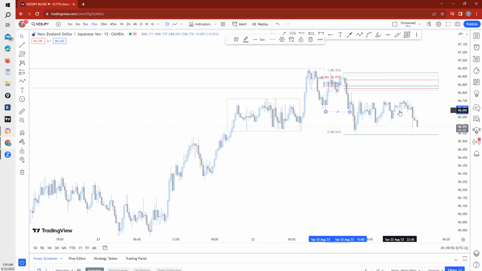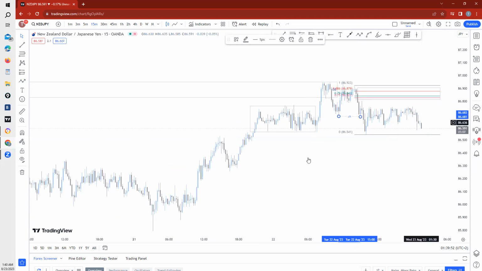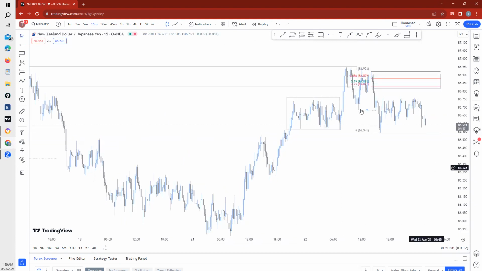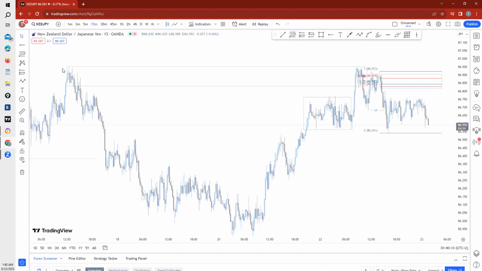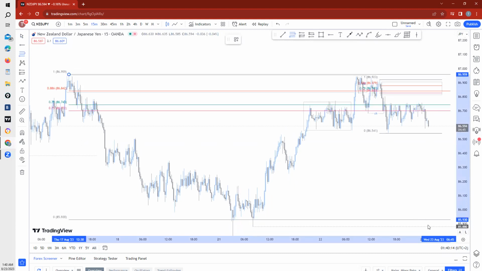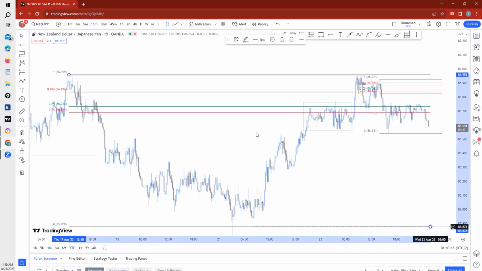So yeah, that's what I was expecting. But I'm already in this trade. I think I took myself in around this level, based on the key levels. I thought this was going to be a rejection for the price to push further to the downside, but it didn't happen.